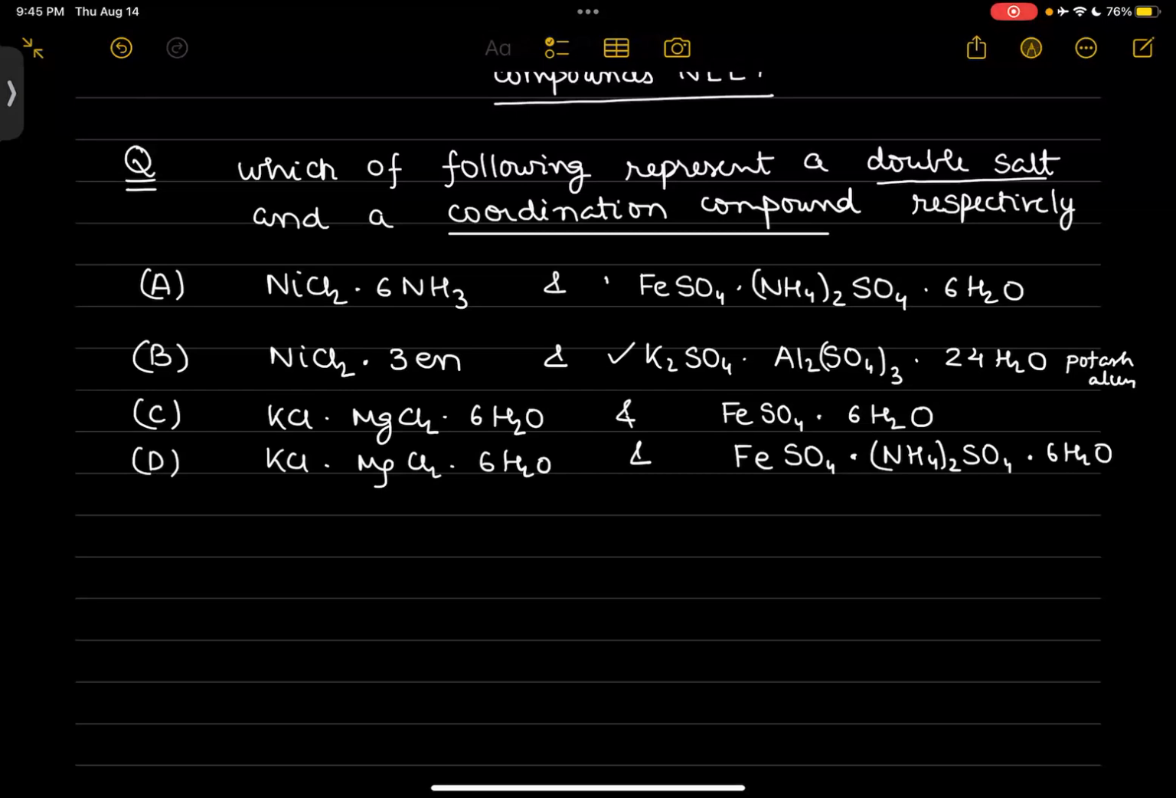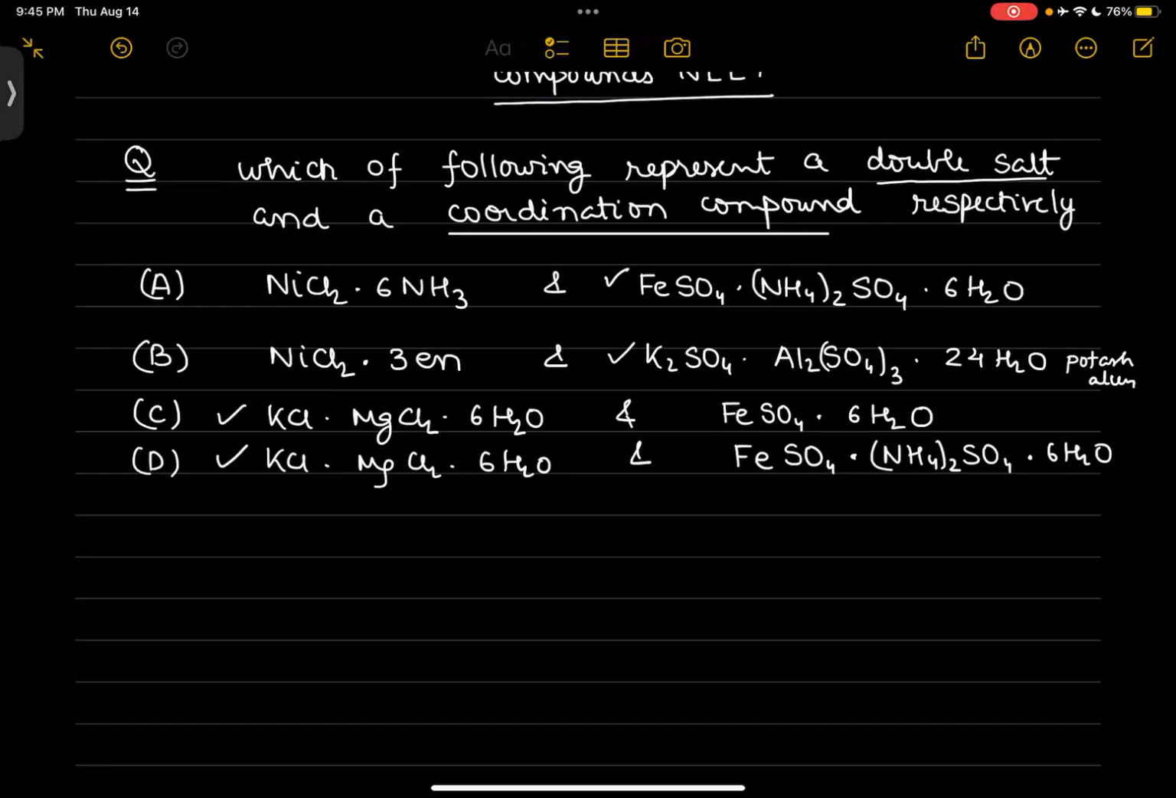This is Mohr's salt, ferrous ammonium sulfate. That also splits into iron, ammonium and sulfate ions. And this is carnallite. When you put it in water, it splits into all your potassium ions, magnesium ions. I hope this is clear to you. So these are the double salts.